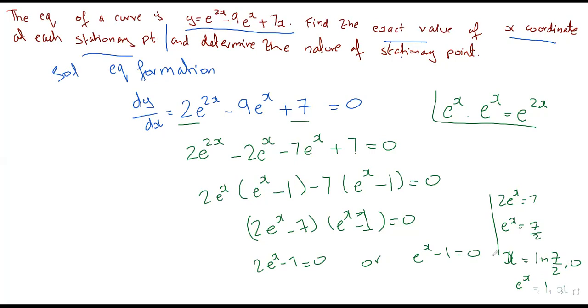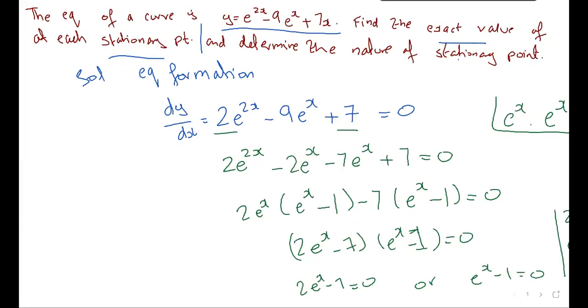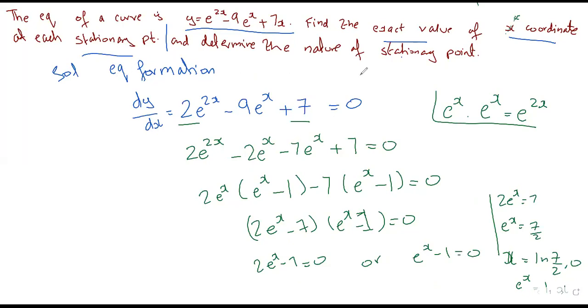The second part says, and determine the nature of stationary point. What do they mean by the nature? I think they mean whether it's a maximum or a minimum point. So how do we determine that? We take the second derivative.